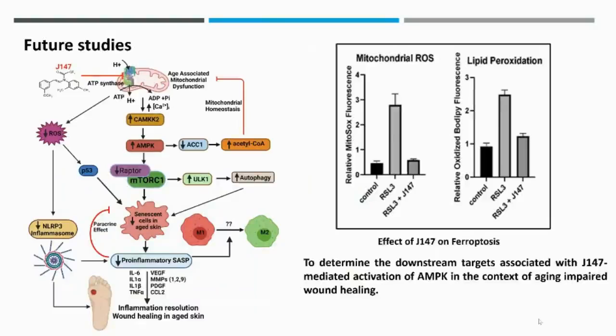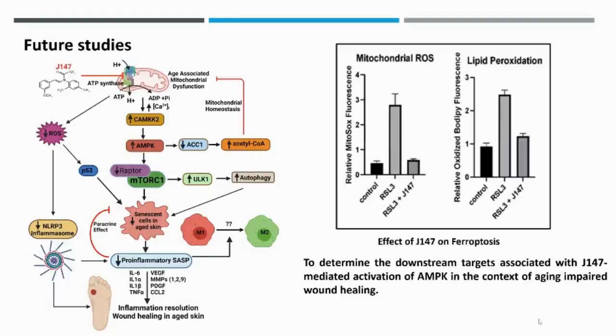Some of the future studies align very well with targeting mitochondria again, with the hope of altering the oxidative stress characteristics of the wound bed. So I am working with an investigator from the Salk Institute by the name of Pamela, who is the individual who discovered and patented a unique molecule called J147. And J147 is a molecule that targets ATP synthase.